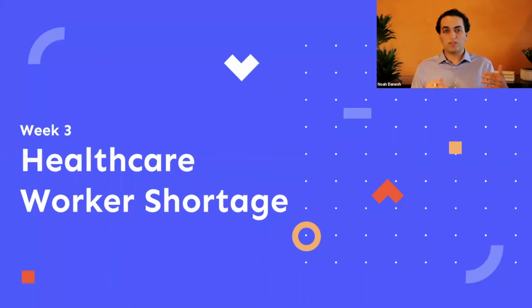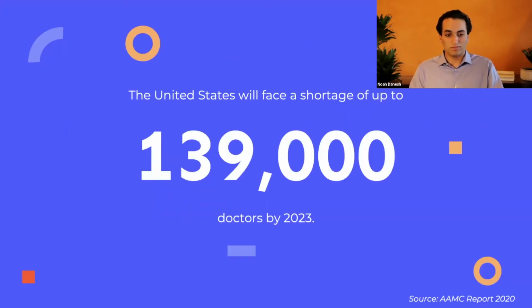So then in week 3, we started looking at specific problems and specific solutions. The first specific problem we looked at was the healthcare worker shortage, which is a tremendous issue, not just among medically underserved communities, but everywhere. The big number that we touched on is that the United States will face a shortage of up to 139,000 doctors in just a couple of years.